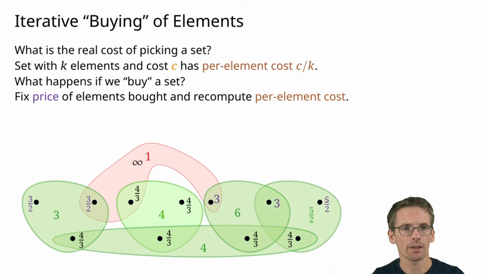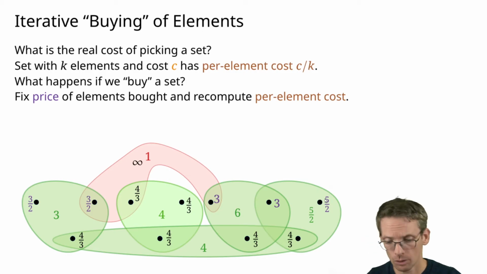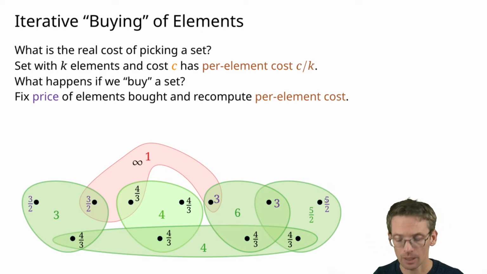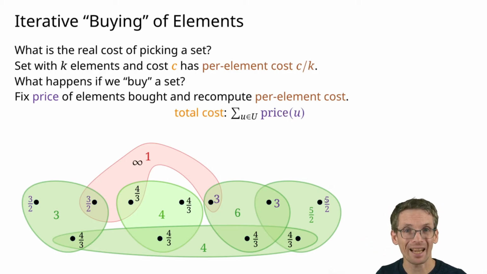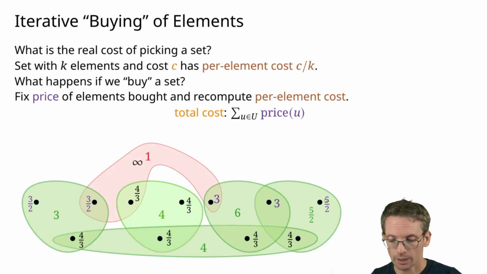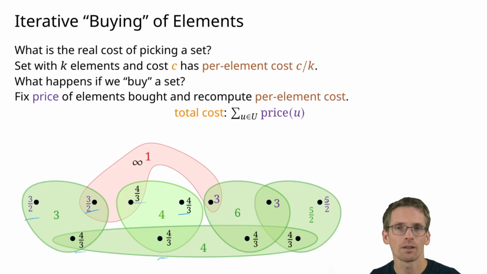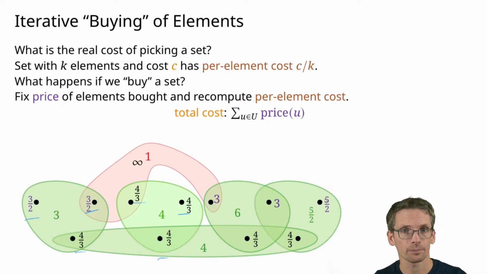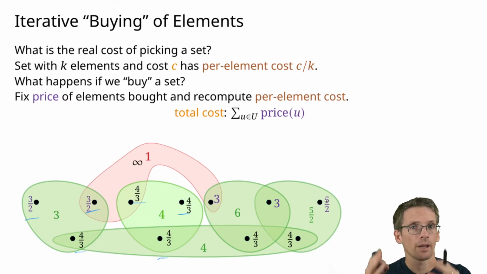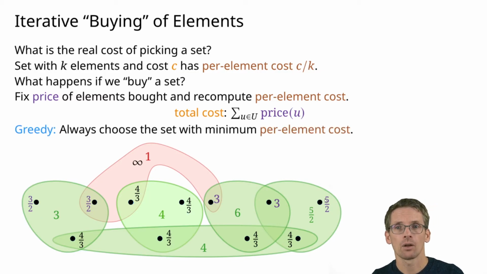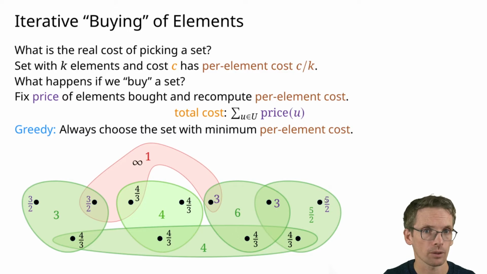Let's say now I buy that last set there, and then I can calculate the total cost of the cover. And this is now simply the sum of prices that I paid for the elements. I can add up all of these numbers here, and this gives me then the cost of this cover. And the natural greedy choice now is always take the set with a minimum per element cost.